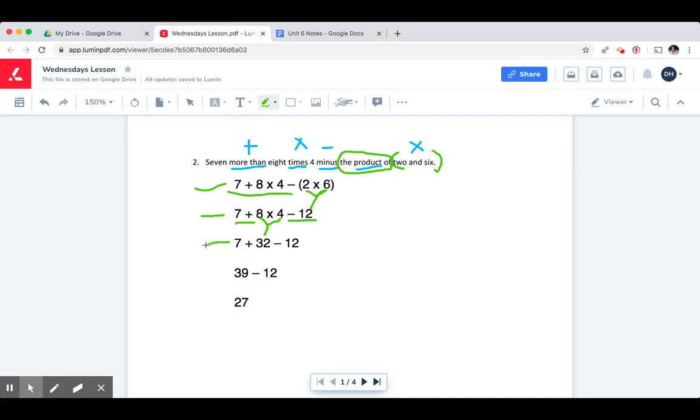Next, we only have addition and subtraction left, so we just work from left to right. 7 plus 32 is 39. And in our last step, 39 minus 12 is 27.